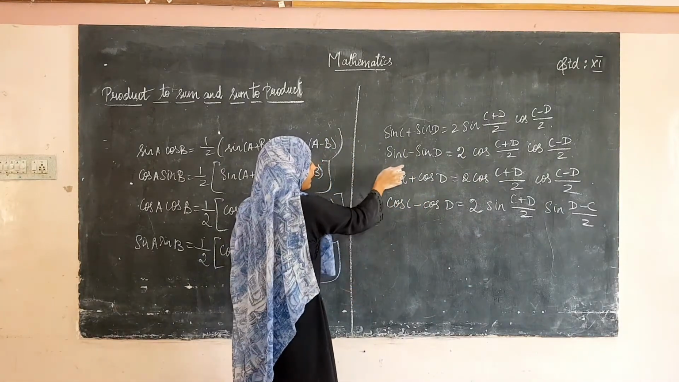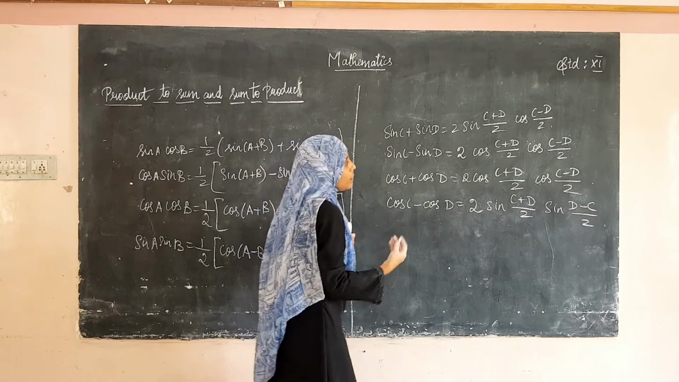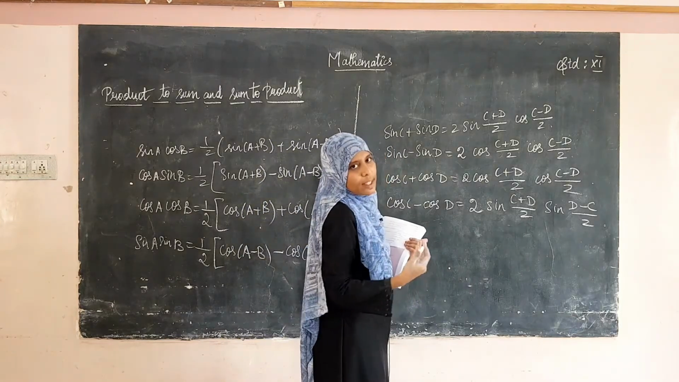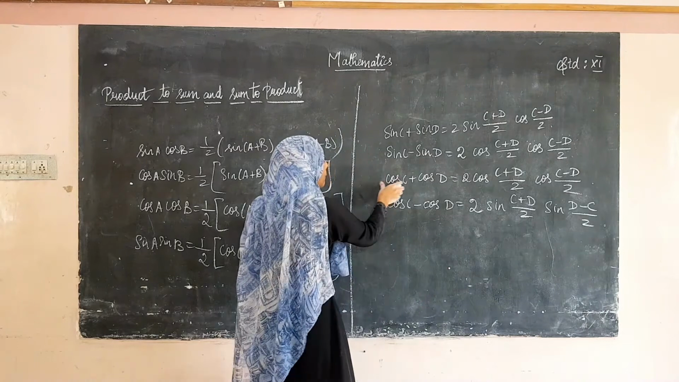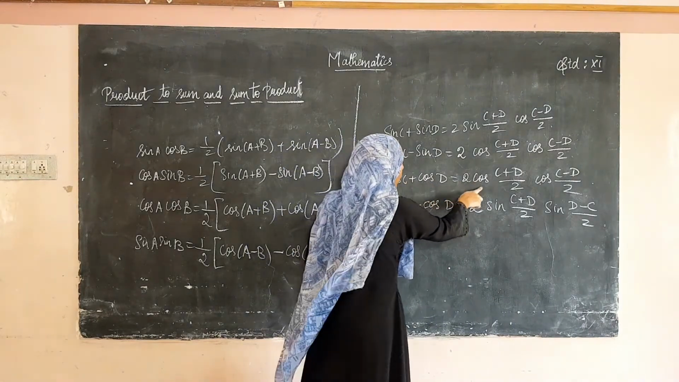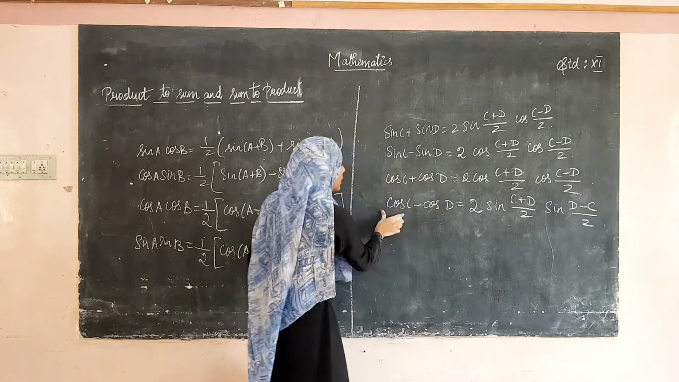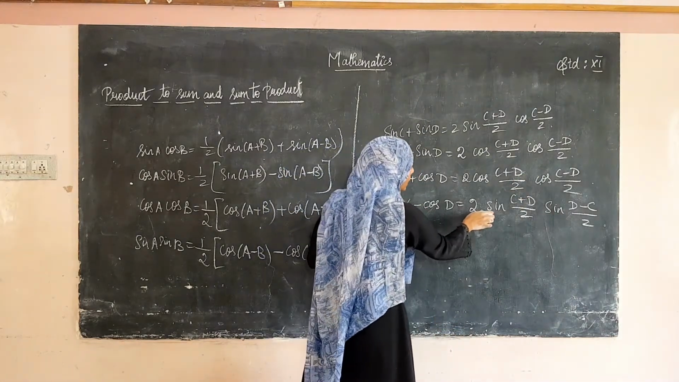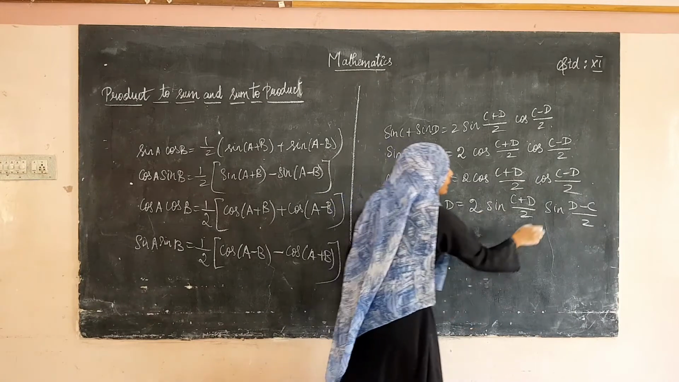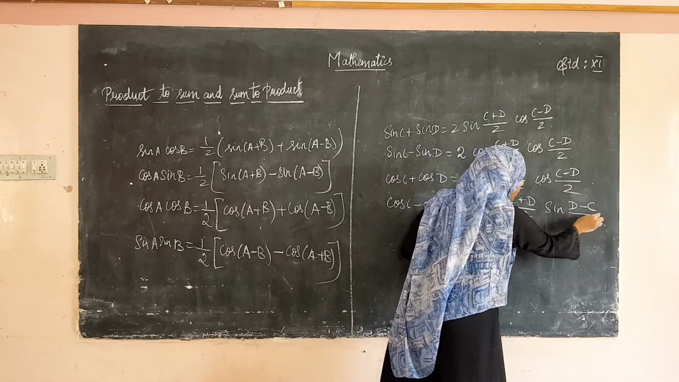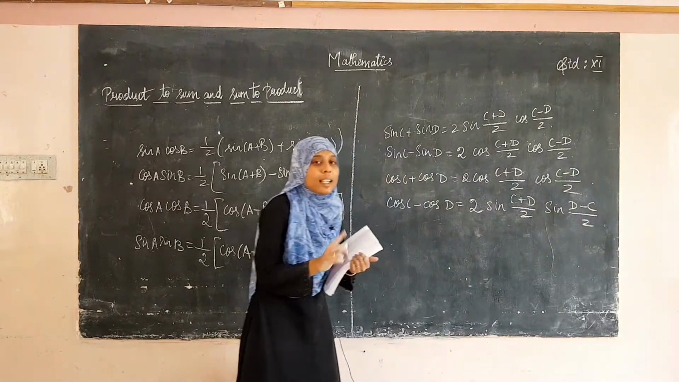Sin C minus sin D can be written as 2 cos((C+D)/2) sin((C−D)/2). Cos C plus cos D can be written as 2 cos((C+D)/2) cos((C−D)/2). Cos C minus cos D can be written as 2 sin((C+D)/2) sin((D−C)/2). Note here, this is not C minus D, it is D minus C.